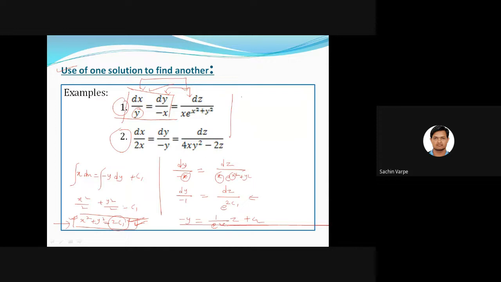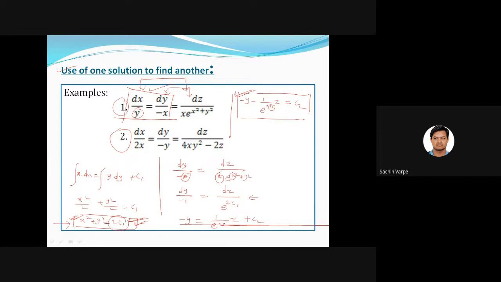Therefore, minus y minus 1 upon e raised to 2c1 into z is equal to c2, and then substitute the value of c1. That will be your second solution. You can see it is completely linearly independent of the first one. They are not multiples of each other, isn't it? So this is how we can get the second solution.